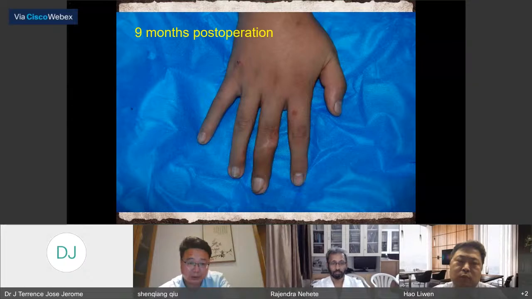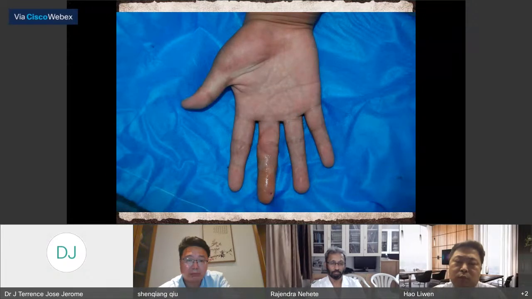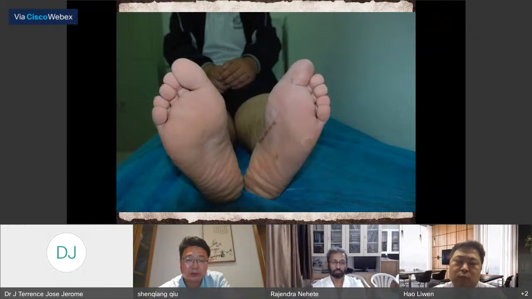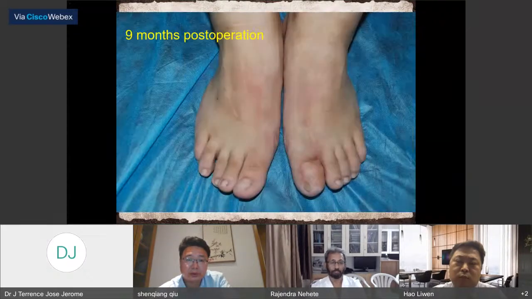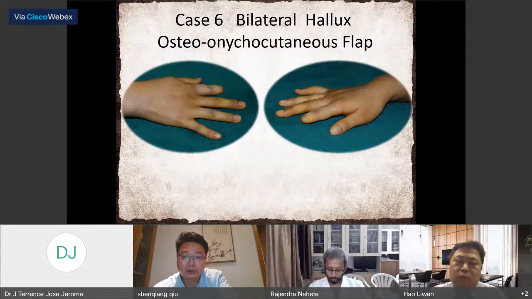Nine months later, hammer view. Function was also good. Feet look a little different, but most of the toenail is defected. So to solve this problem, a bilateral phalanx osteoonychocutaneous flap was designed.